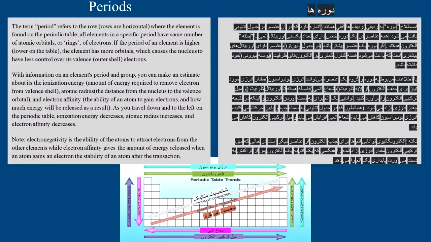It's also important to remember that electronegativity is the ability of an atom to attract electrons from other elements, while electron affinity gives the amount of energy released when the atom gains an electron. So it's also like the stability of an atom after the transaction. Although those names are similar, they're different.